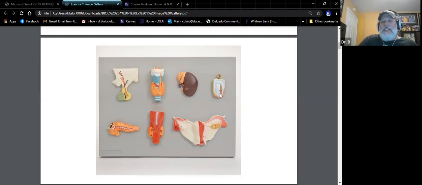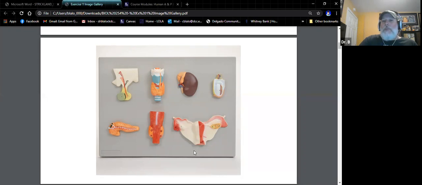This is a testes, all right? So this would be endocrine tissue, just like this kidney. Remember, the kidney's primary function is not secreting hormones, but filtration, and the testes is the same way. Primary function of the testes is gamete production, but it also does secrete hormones.